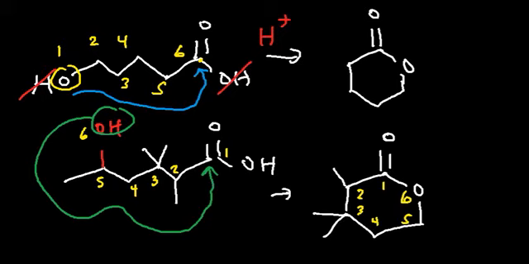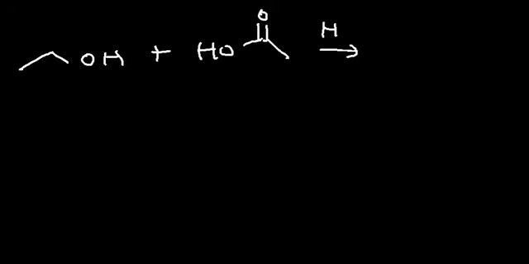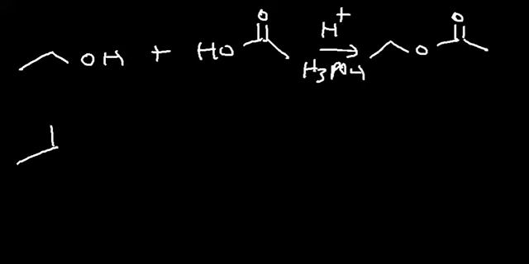But now let's go over the mechanism for this reaction. Actually, feel free to try it first. Propose a mechanism for the production of ethyl acetate. Let's use phosphoric acid as our acid catalyst. How would you do it? Well, the first thing that happens is the carboxylic acid is going to be protonated by the phosphoric acid.